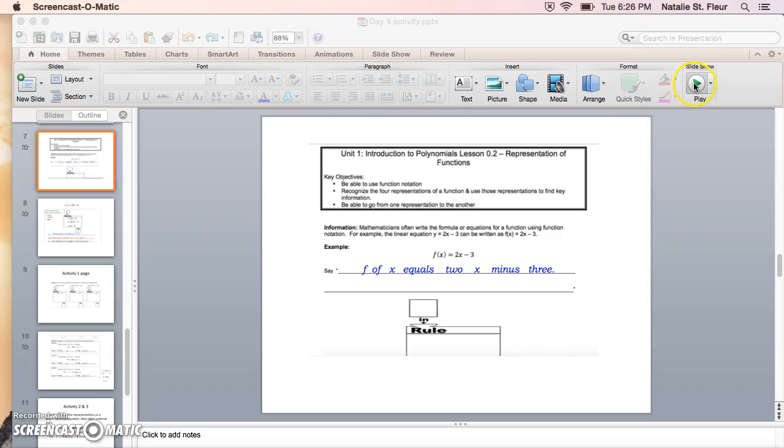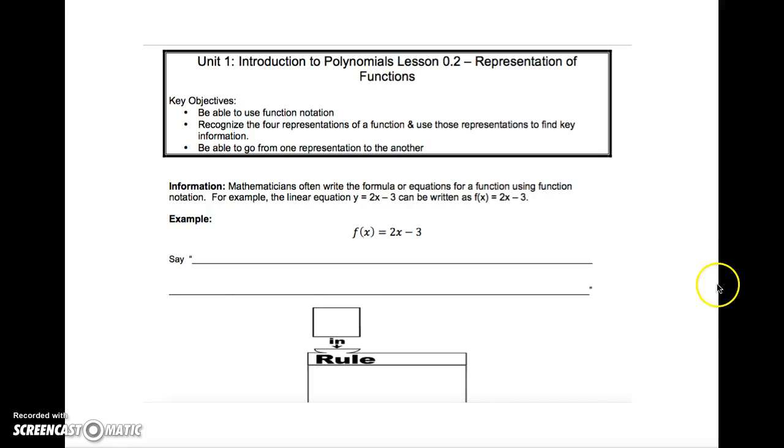All right, welcome to the video on Unit 1, Introduction to Polynomials, Lesson 0.2, Representation of Functions. This video, we're going to be exploring function notation and how to evaluate a function. As you're watching the video, you should pause whenever you need to copy down notes as necessary.